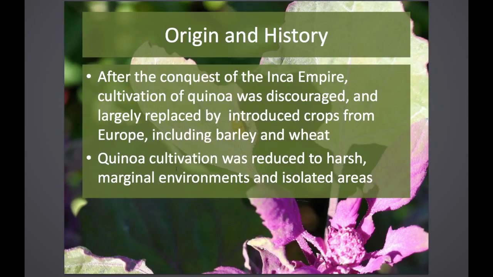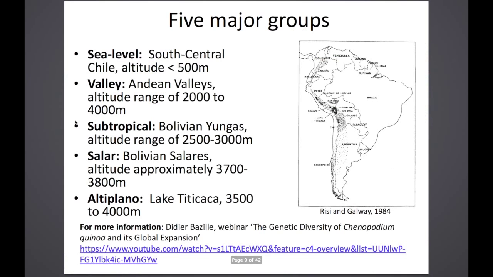So after the conquest of the Inca Empire, the cultivation of quinoa was discouraged, primarily because of the religious affiliation many of the indigenous people had with quinoa. And so quinoa and other native crops were replaced primarily with wheat and barley. Quinoa cultivation was then reduced to really marginal environments and isolated areas, very harsh areas of low input farming practices, and that's really shaped a lot of what germplasm we have to work with now. It has actually had some positive impact on our breeding strategies and on worldwide adaptation as well.